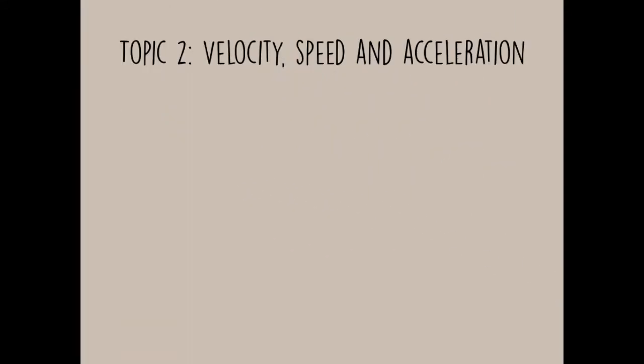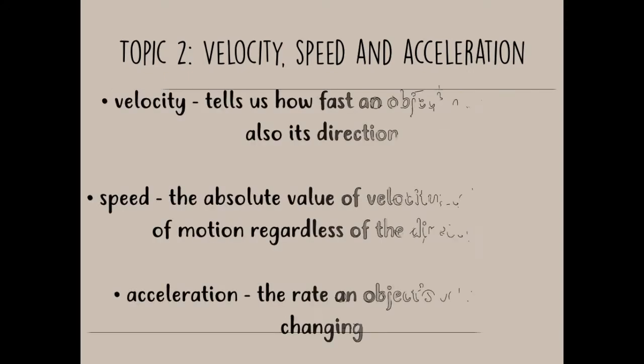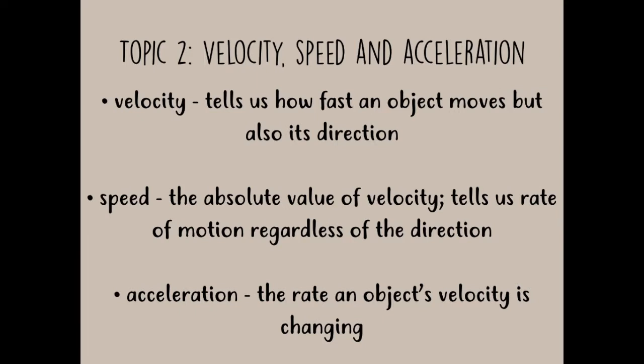Topic 2: Velocity, speed, and acceleration. Here are some important terms to know about this topic. Velocity tells us how fast an object moves, but also its direction. A positive velocity will move forward, while a negative velocity will indicate backward movement. Speed is the absolute value of velocity. It tells us the rate of motion regardless of the direction. And acceleration is the rate an object's velocity is changing, which is the derivative of the velocity.